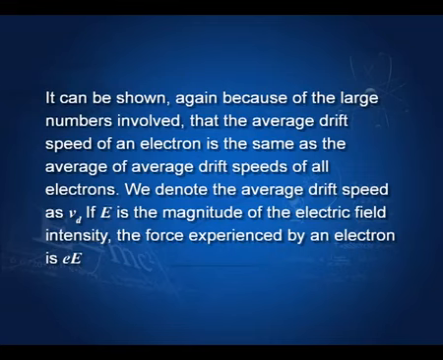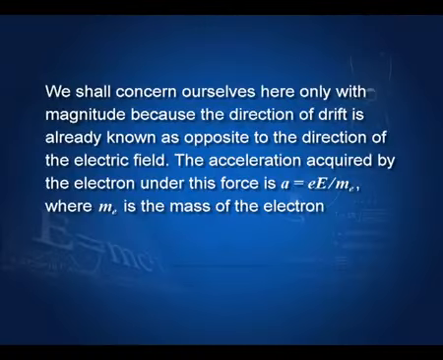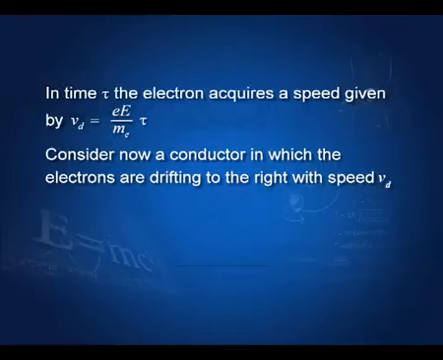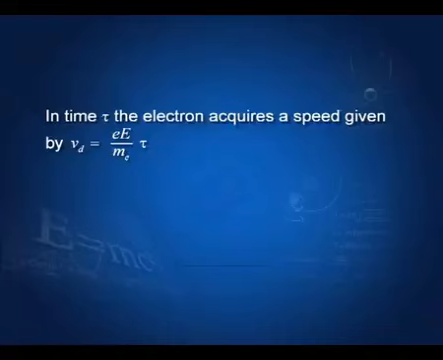So, it can be shown again because of the large number of electrons that the average drift speed of an electron is the same as the average of average drift speeds of all the electrons. So, we denote the average drift speed by v d. If E is the magnitude of the electric field intensity, then the force experienced by an electron is eE, and if m e is the mass of the electron, then the acceleration it acquires is eE by m e. And since this is the acceleration in time tau, which is the average time between two collisions, it acquires a speed which is given by v d, the drift speed, and it is equal to eE by m e times tau.